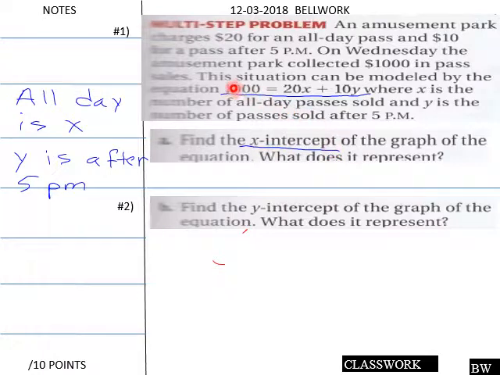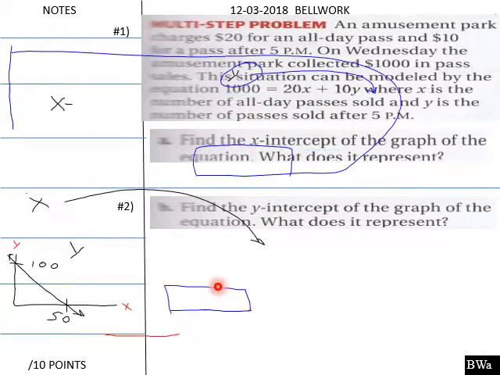Find the x-intercept. This situation can be modeled by this equation here, where x is the number of all-day passes. Find the x-intercept of the graph of the equation. What does it represent? Find the y-intercept of this graph too. What does it represent? Give your students about 5 minutes to do that. They can use a calculator.